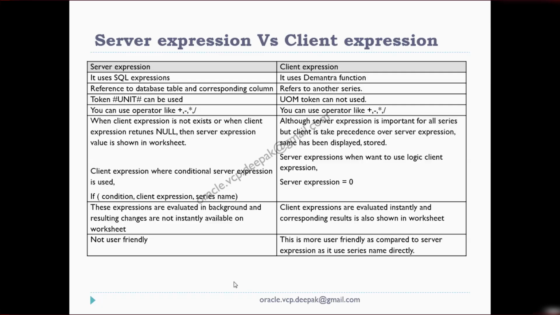Okay, now we have seen what the aggregation and the proportion are. Now this aggregation proportion uses some expressions. So these are the expressions here. There are two types of expression. The first one is the server expression and the second is the client expression. And this is the comparison table between these two.